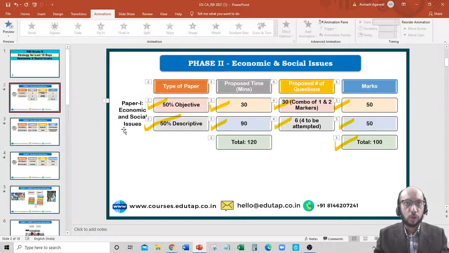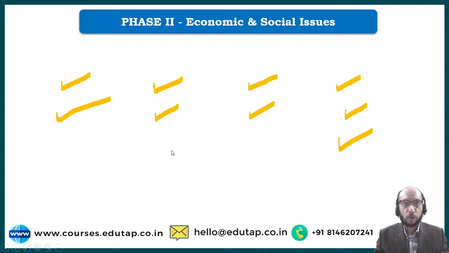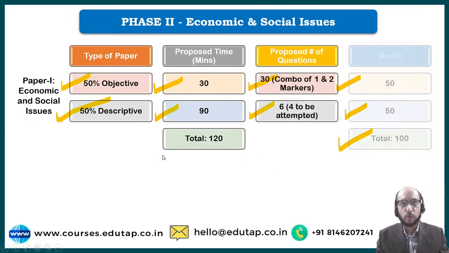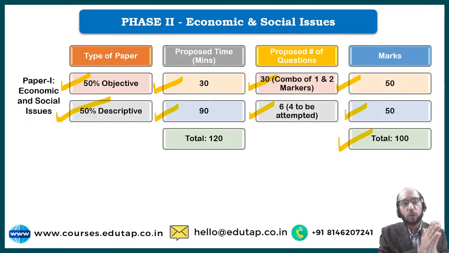So, we have discussed these things so far, right? So we are looking at 50% objective and 50% descriptive. Proposed time is 30 minutes and 90 minutes each. Proposed number of questions is 30 questions for objective and 6 questions for descriptive, and marks is 50 for both the sections, objective as well as descriptive section.